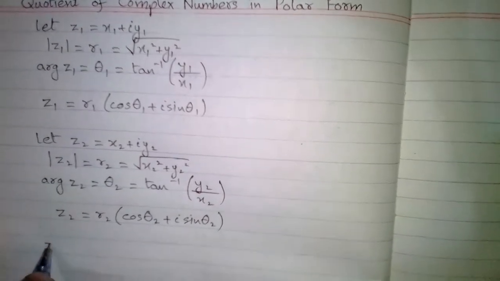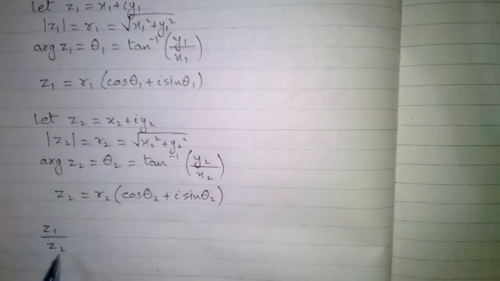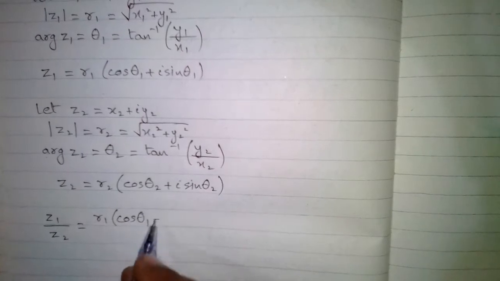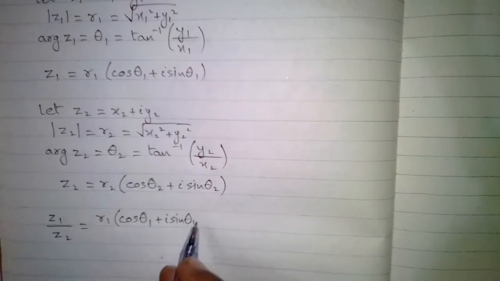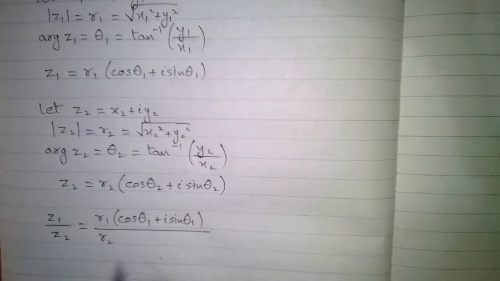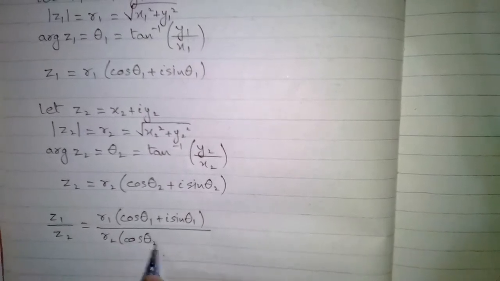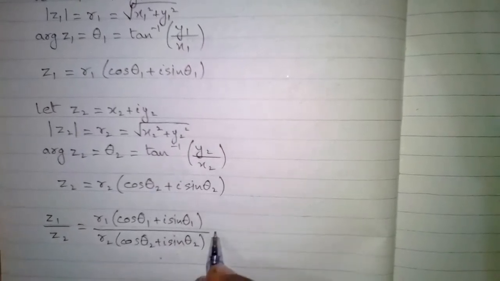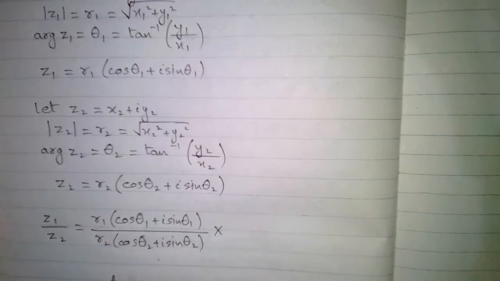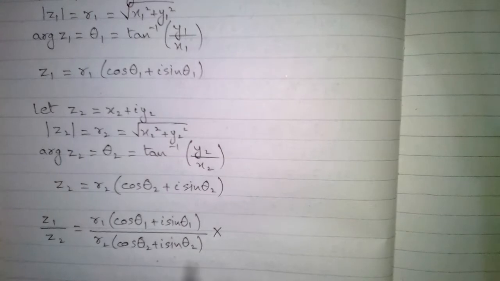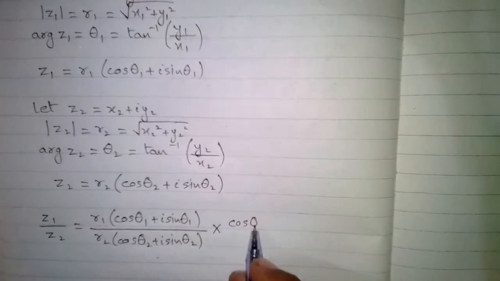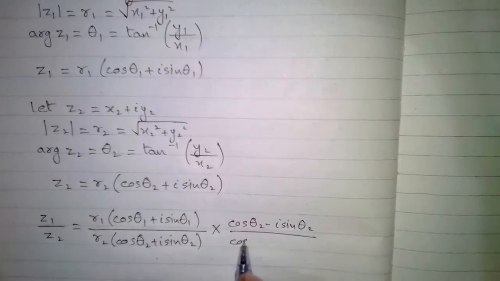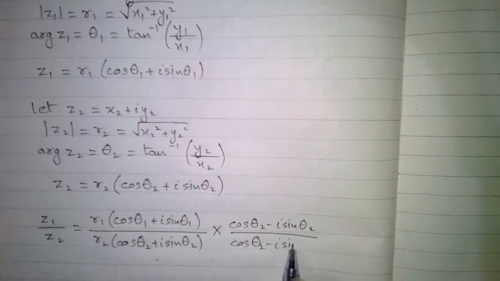Now the quotient of z1 and z2, z1 over z2, is equal to r1 times cos of theta 1 plus iota sin theta 1 upon r2 times cos of theta 2 plus iota sin theta 2. Now we will multiply it by the conjugate of the denominator, which is cos of theta 2 minus iota sin theta 2, over cos of theta 2 minus iota sin theta 2.